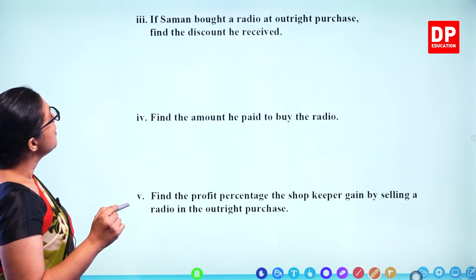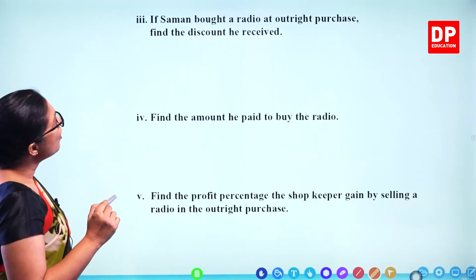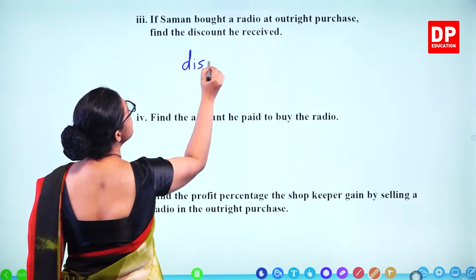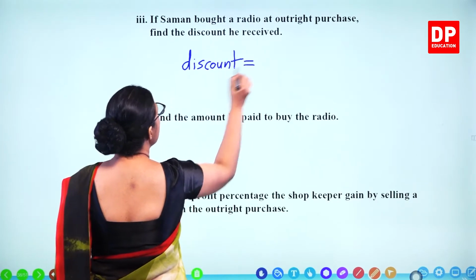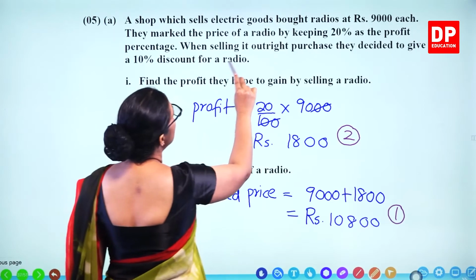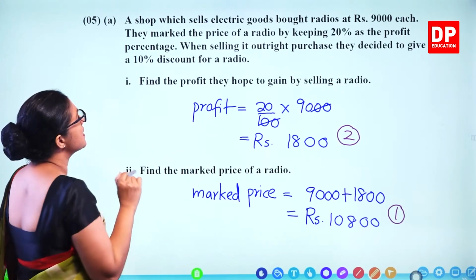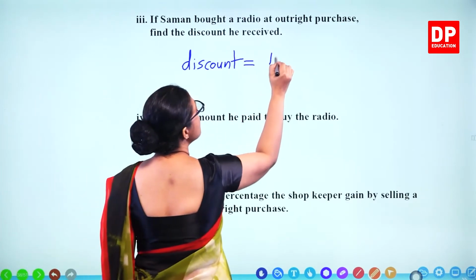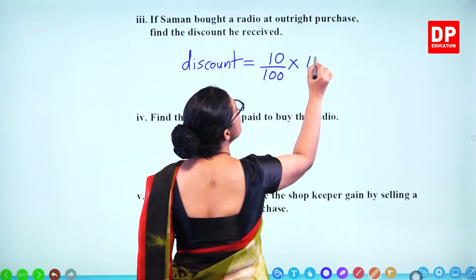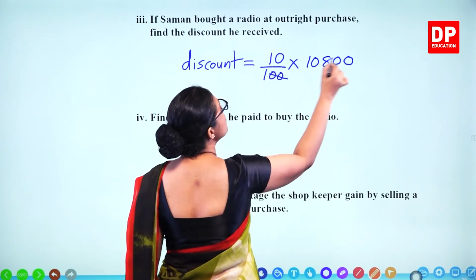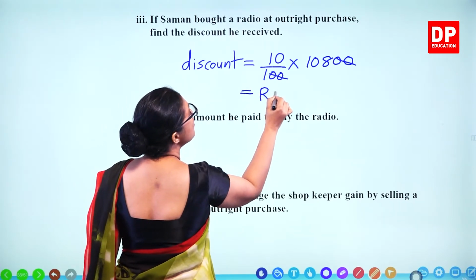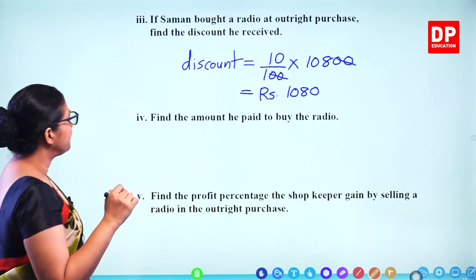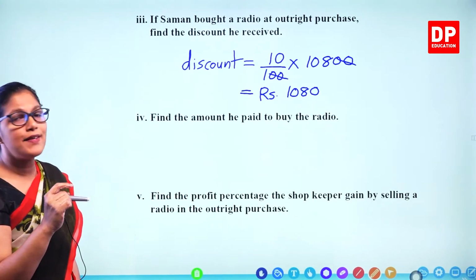Question number 3, part 3 here. If someone bought a radio at outright purchase, find the discount he received. So what is the discount? He is getting discount of 10%. So 10% from 10,800 rupees. So 10% means 10 over 100 into 10,800. 2 zeros get cancelled out. The discount price is 1,080 rupees. Find the amount he paid to buy the radio then.